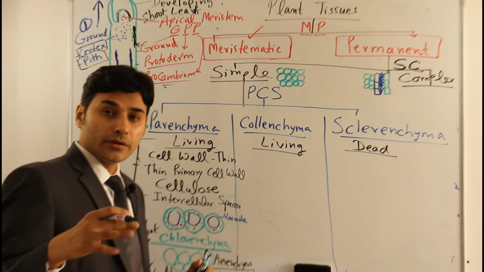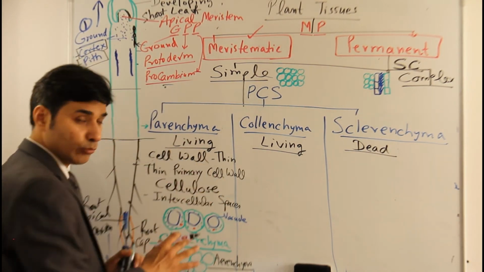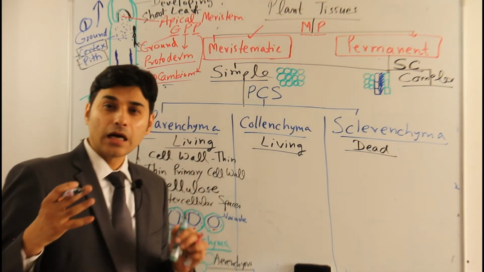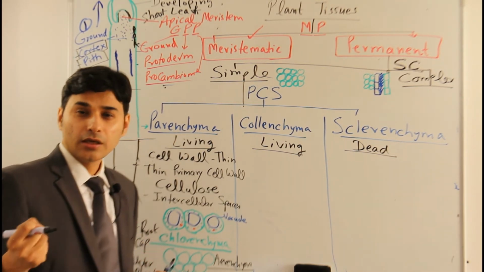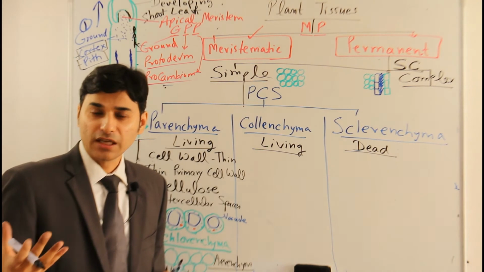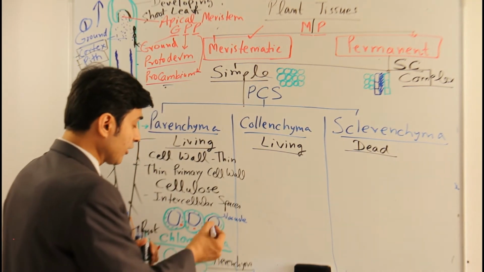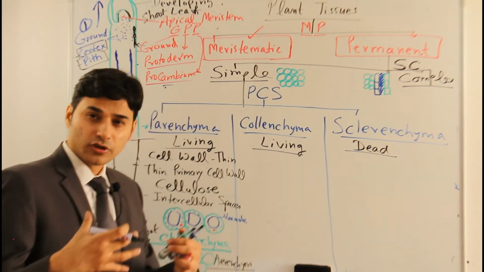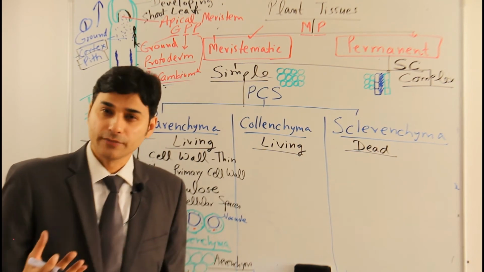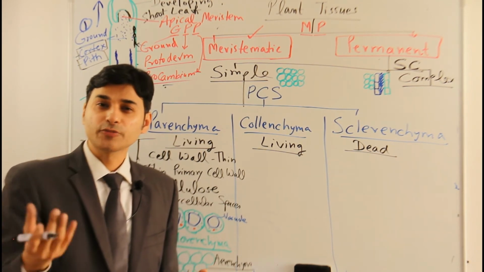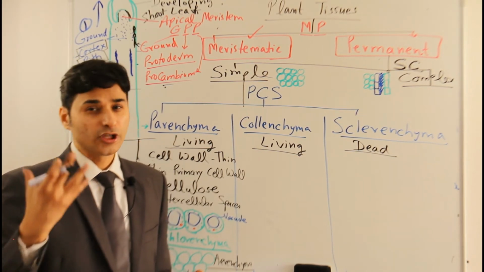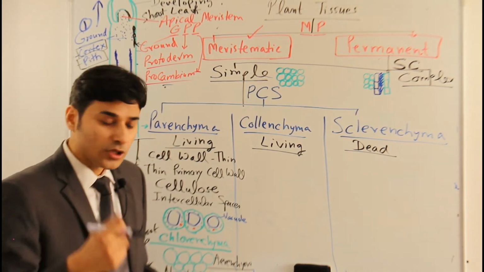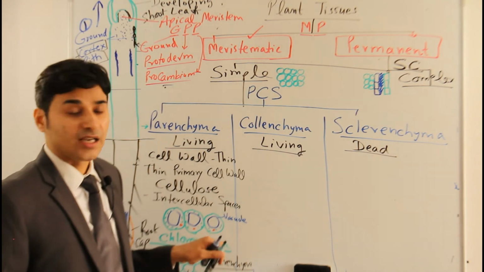Now they are found mostly everywhere. Their main function is to store material for the plants, which is in the vacuole. So the vacuole is for storage purpose, and they are very soft. The fruit parts and all those parts which are juicy and soft, which can be easily broken, are made up of parenchyma.